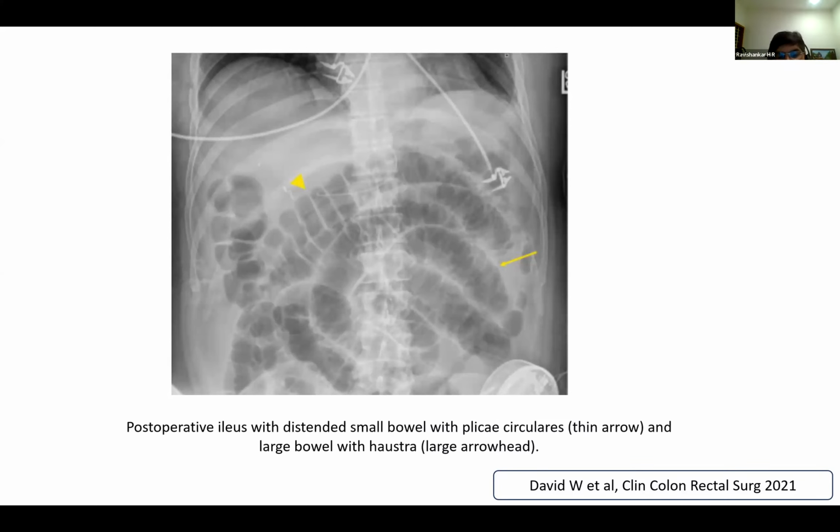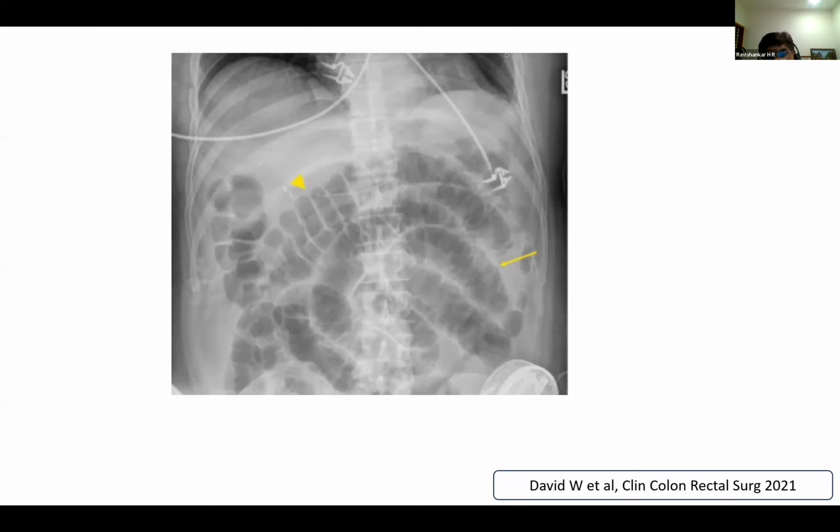So the large arrowhead shows what? It is a small bowel obstruction. The large arrowhead is a small bowel, which is located centrally, and there is plica circularis. This one, sir, is a large bowel obstruction showing haustrations. That is haustrations.